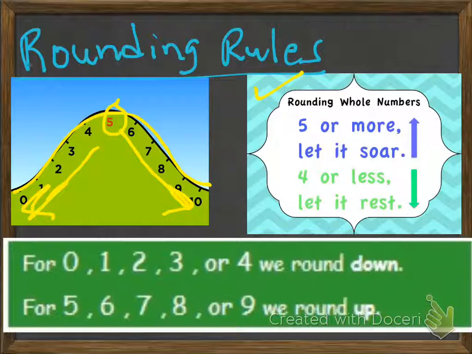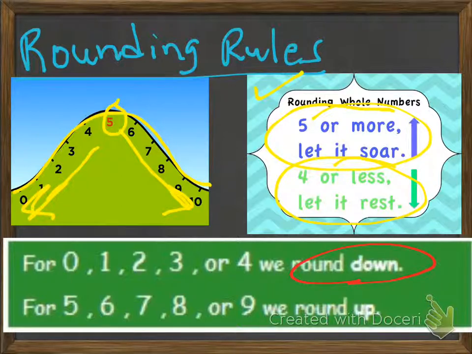Then we have this one. We have rounding whole numbers. If you have this rule, 5 or more, let it soar, or 4 or less, let it rest. And then we have this one down here at the bottom. For 0, 1, 2, 3, or 4, we round down. And for 5, 6, 7, 8, or 9, we round up. All 3 of them are exactly the same concept, and you get the same answers. You can choose which one works best for you.